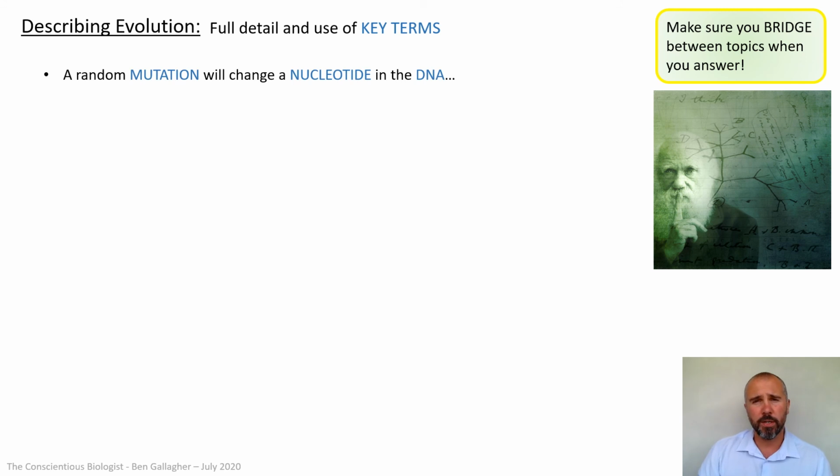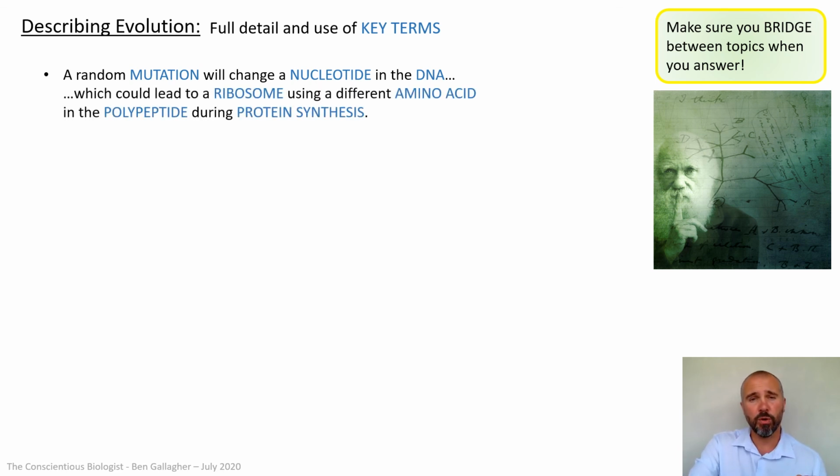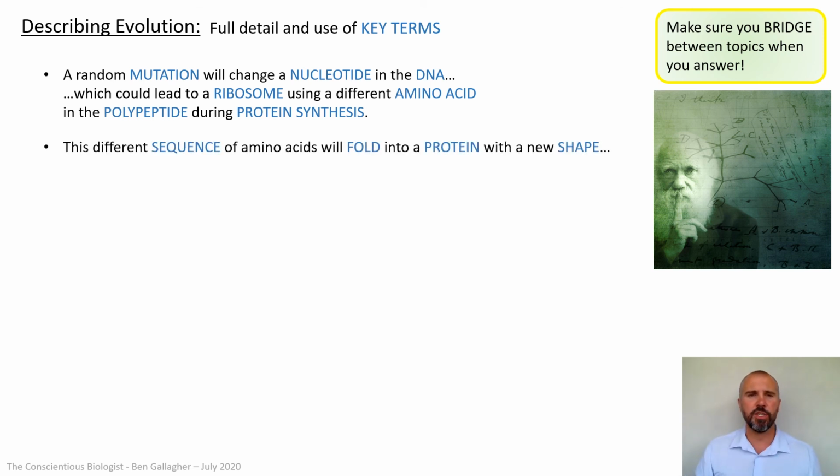So let's do that quickly. I don't want to spend long on this. So I'm going to write it out. All the keywords that could be worth a mark I've put in blue. So describing evolution, a random mutation will change a nucleotide in the DNA, which could lead to a ribosome using a different amino acid in the polypeptide during protein synthesis. 1, 2, 3, 4, 5, 6, 7 keywords in one sentence. And that links in your biochemistry and your cell biology. We've bridged to those to give us some really good foundations.